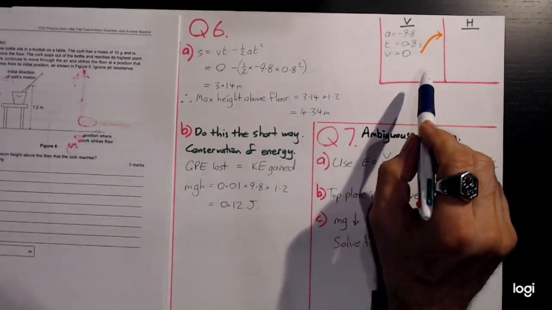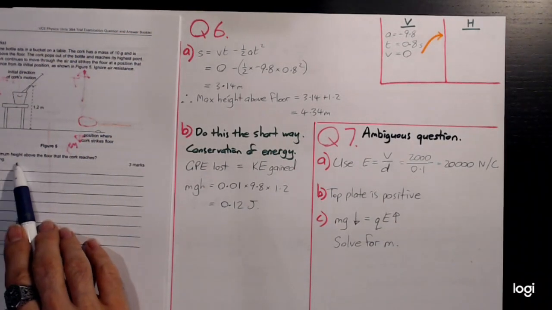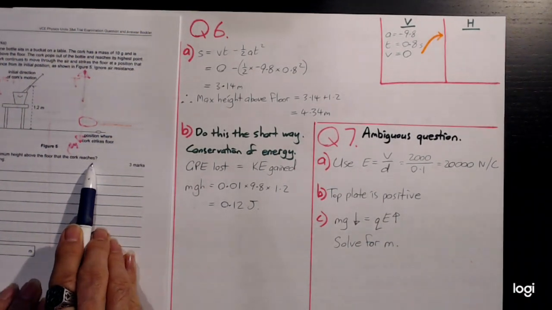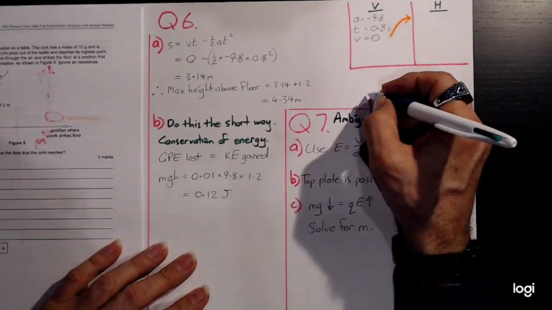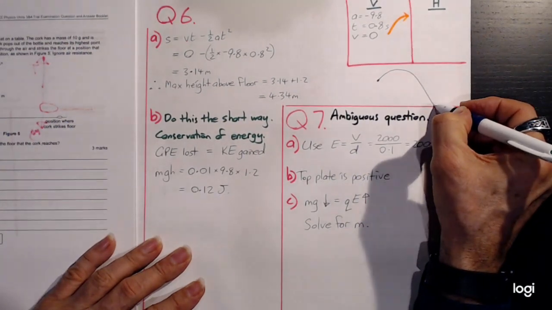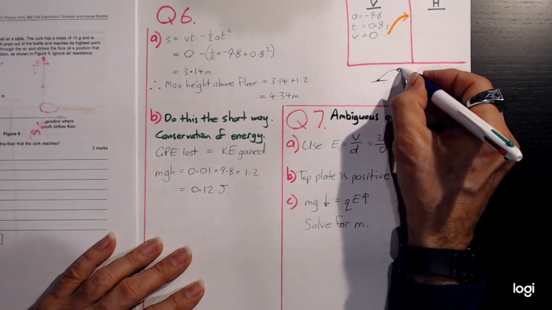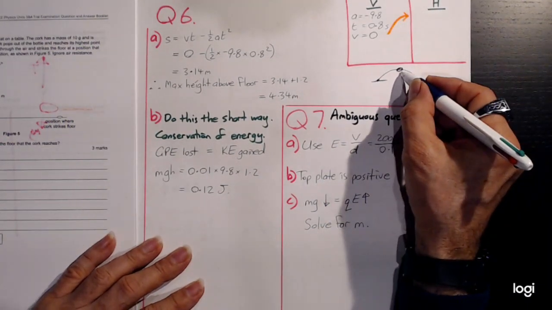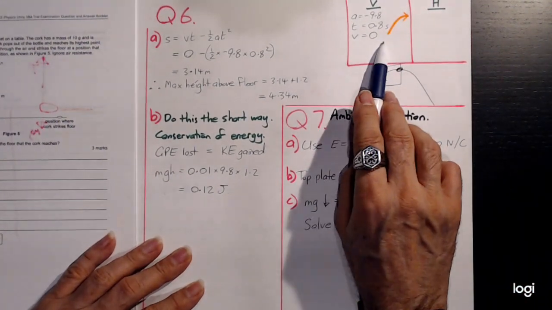And because I needed the figures just for a part of the flight, because the question says, what is the maximum height above the floor that the cork reaches? Right? So we're not going to the floor. We're not doing this. Right? We're not going like that. Right? We are only going from there to there, right? To the highest point. So that's the trip that these figures are for.